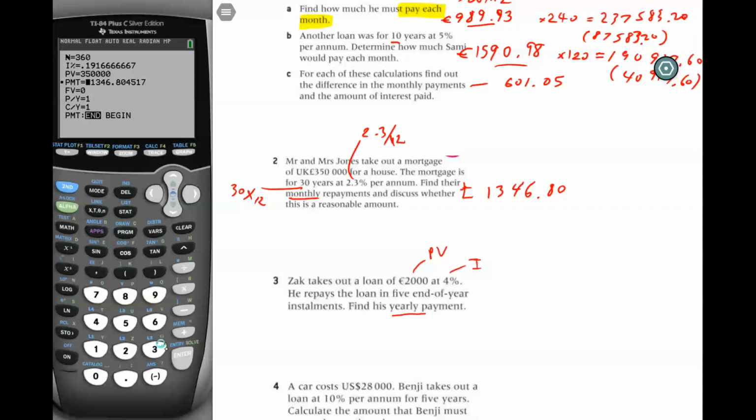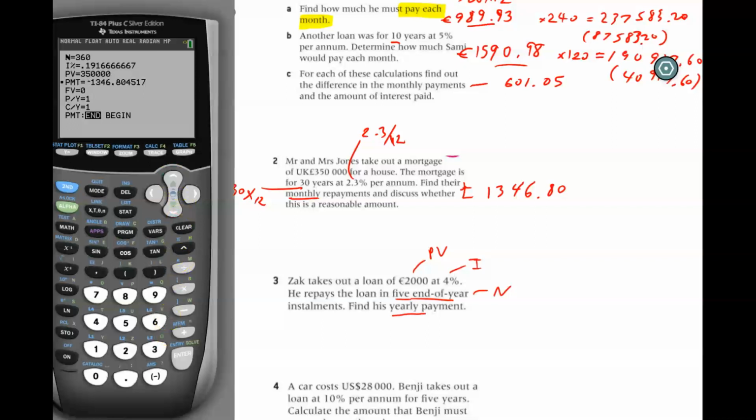It's a yearly problem, so we do not need to multiply or adjust this 4% by any factor. We could just type it directly into I. And the 5 end-of-year installments, that would be 5 years, so we could just keep that as is. We don't need to multiply it by 12 because it's a yearly payment. So let's go ahead and put the data into the calculator.